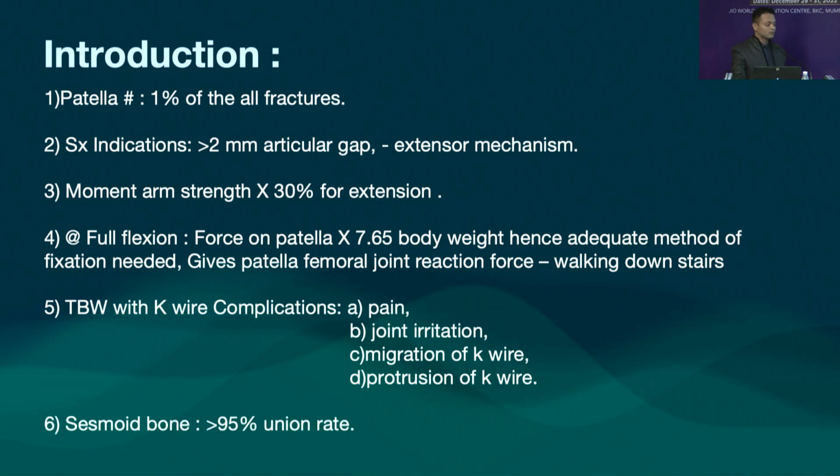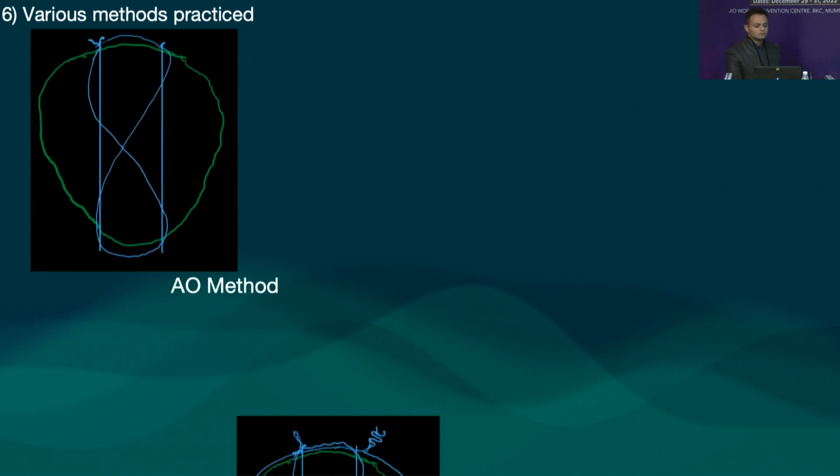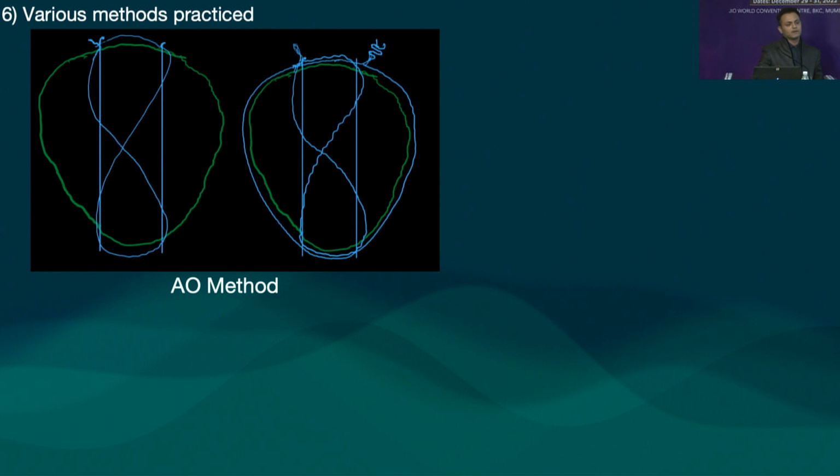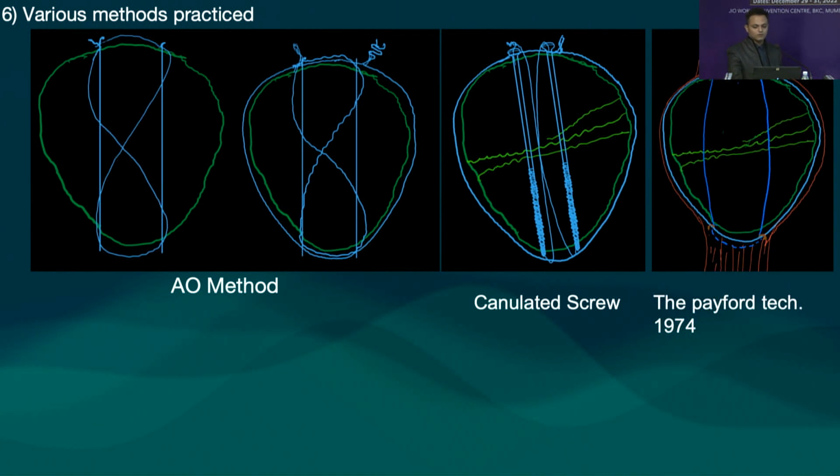Being a sesamoid bone, the union rate in the patella is more than 95%. There are various methods practiced currently, which is the standard AO method as we know. It consists of figure of 8 tension band wiring around the 2 K-wires, with or without encerclage. Recently they are also using cannulated screws, with horizontal figure of 8 tension band wiring. The original technique was introduced in 1974, which has a circle of 0 anterior tension band wiring, directly purchased in the quadriceps tendon as well as in the patellar tendon.